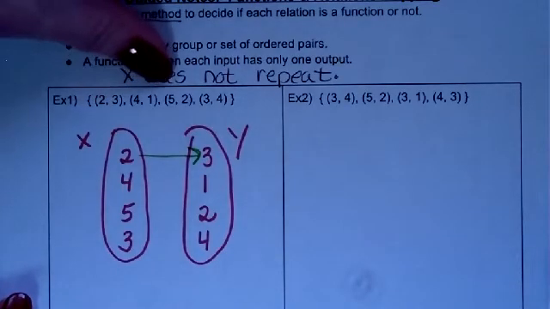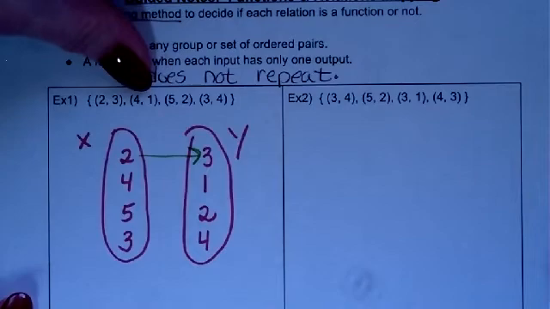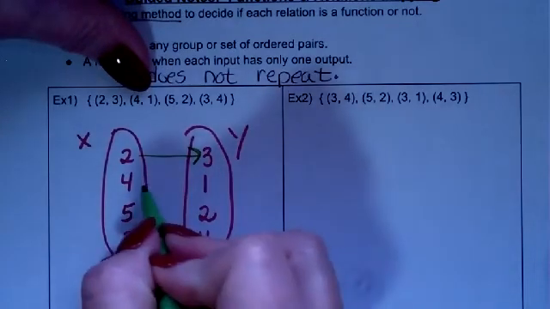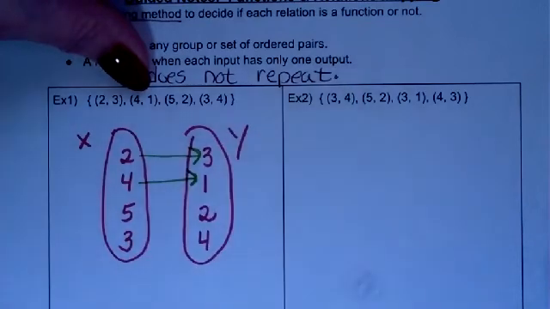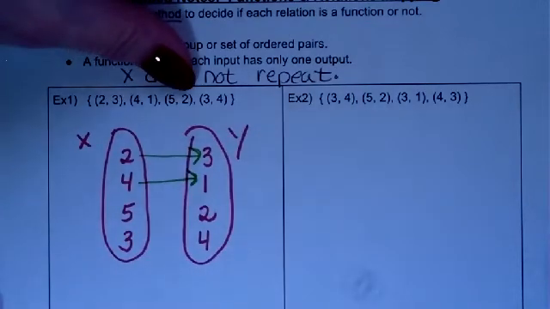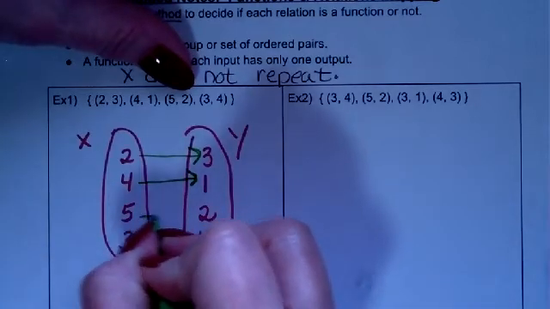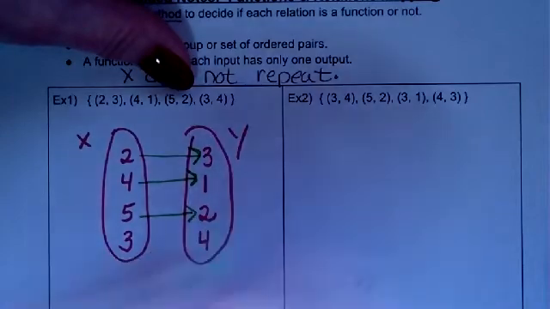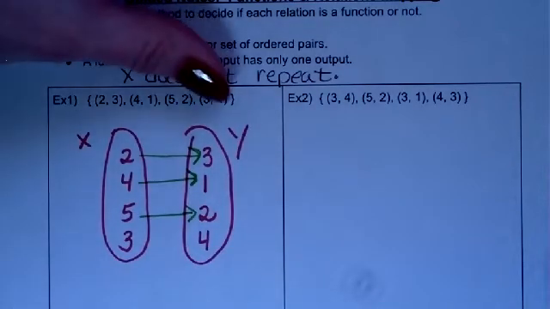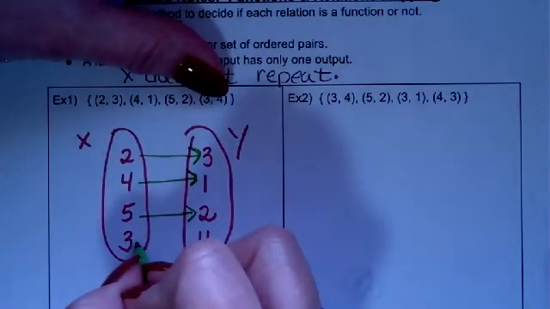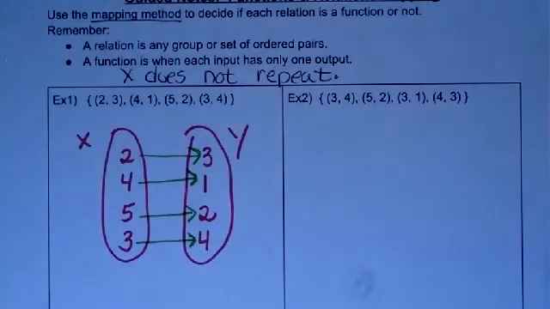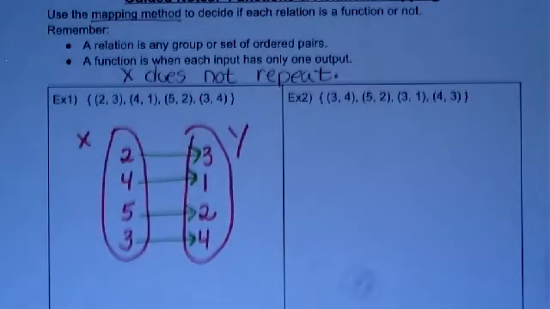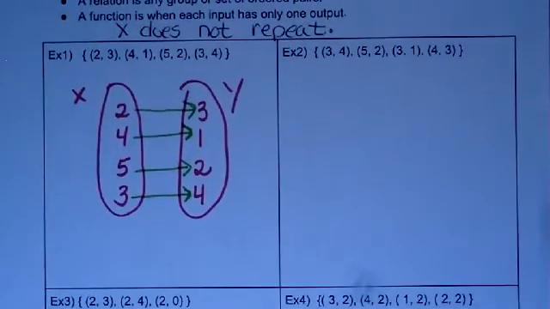Okay. Now my next ordered pair right here is 4, 1. So I'm going to draw an arrow from 4 over to 1. Now 5 and 2 is my next pair. So I'm going to draw an arrow from 5 over to 2. And then I've got 3 goes to 4. Now, this is the diagram that we refer to as the mapping.